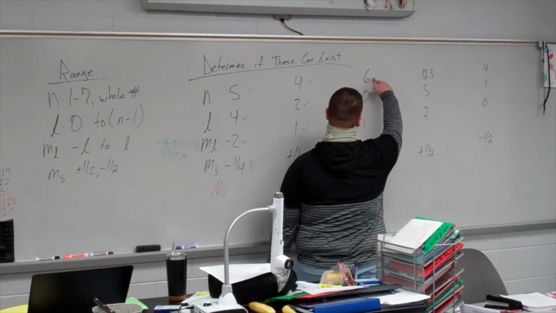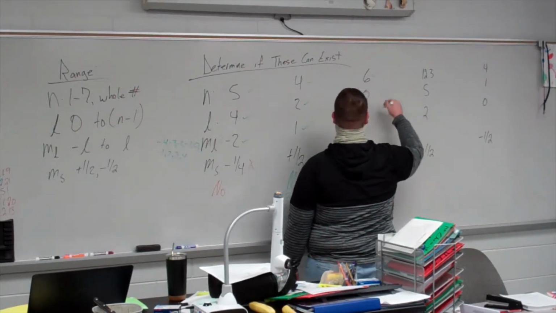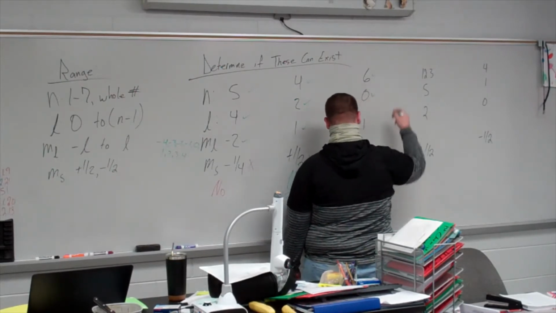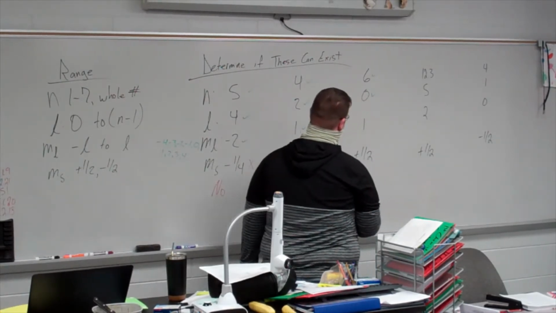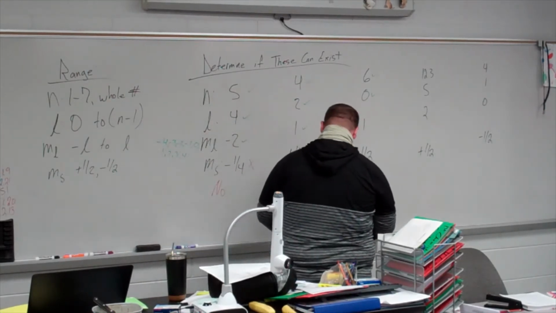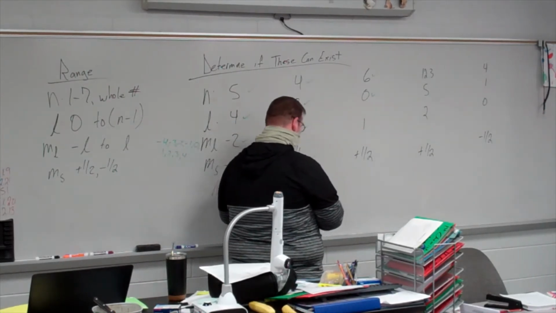Next, 4 set of quantum numbers. N. Can N be 6? Yep. If N is 6, can L be 0? Yep. 0 to N minus 1, so it can be 0. If L is 0, can M sub L be 1? Yeah.